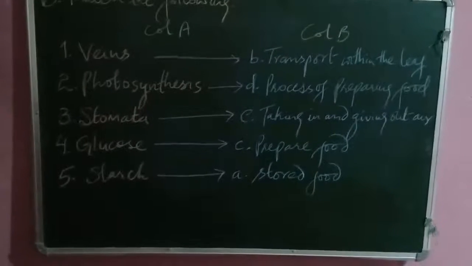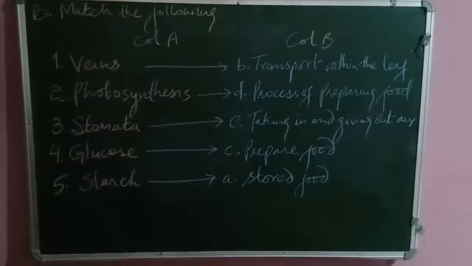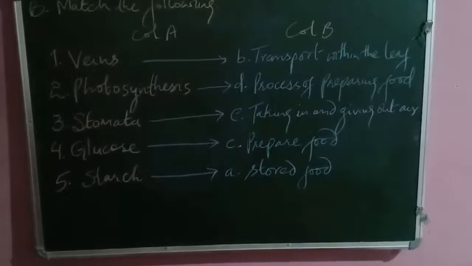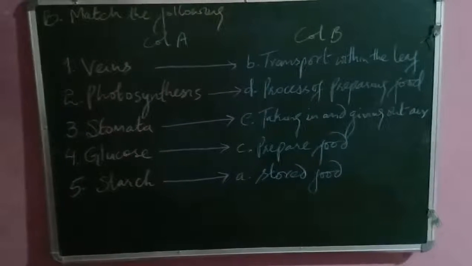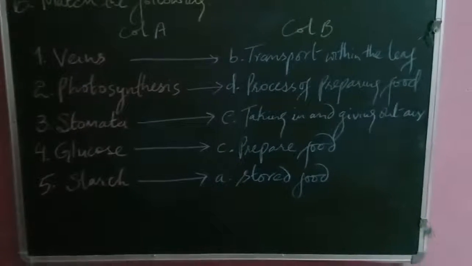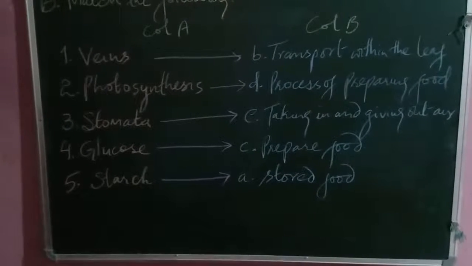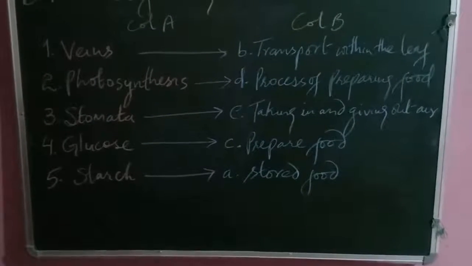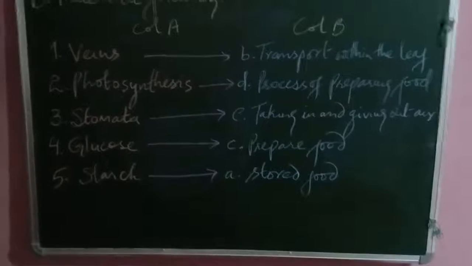Moving on. So after this we have question B. Match the following. In column A we have veins, photosynthesis, stomata, glucose and starch. And in column B we have transport within the leaf, process of preparing food, taking in and giving out, glucose, prepared food and stored food.